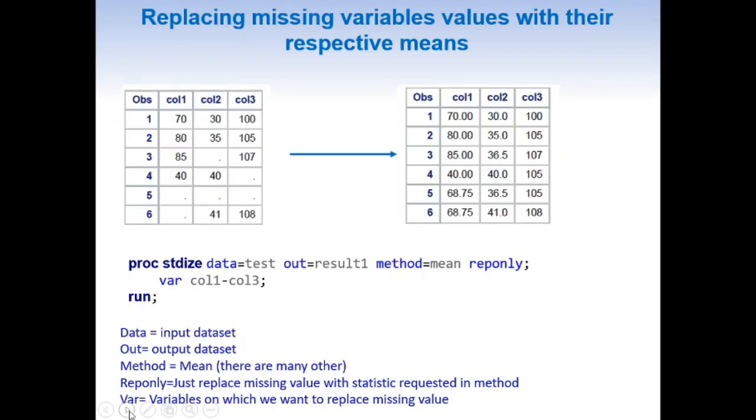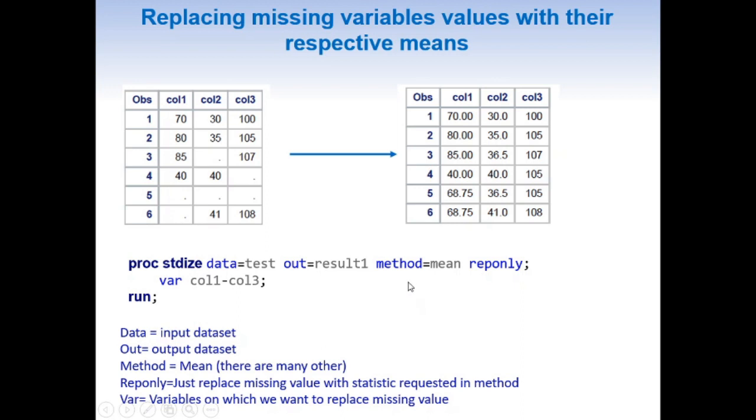Replacing missing variable values with their respective means is super straightforward. We can do this with the help of proc standardize, and the syntax of the same is also very straightforward. All we need to say is proc standardize data equal to test, wherein it means it is our input data set, and out equal to result1. Here out is our output data set in which we want missing values replaced by their means.